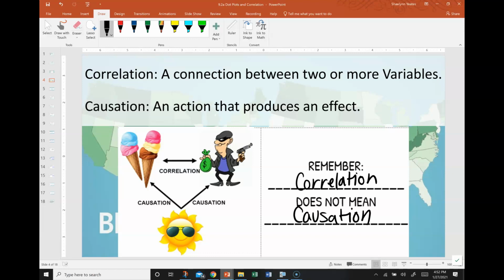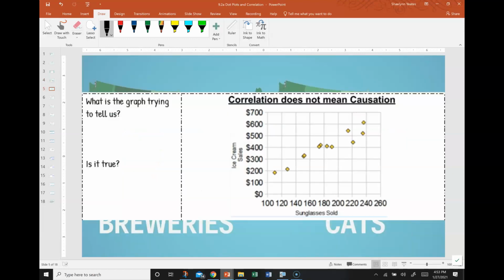Okay? Never does. It means that there needs to be more possibly research done into something. It means that you need to look more into it possibly, but it does not mean that it causes the other one. So this graph right here is trying to tell me that the number of sunglasses sold means that ice cream sales are going to increase. That's what it's trying to tell me.